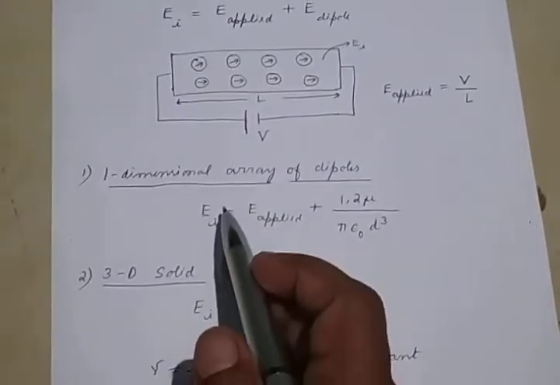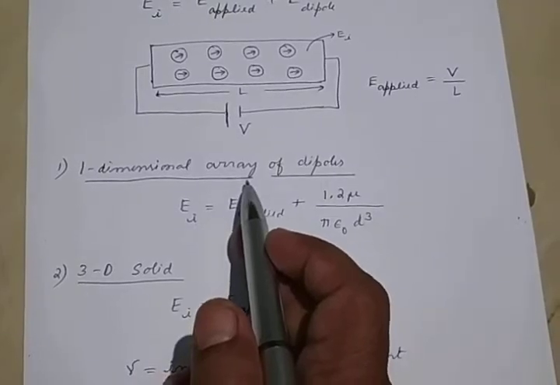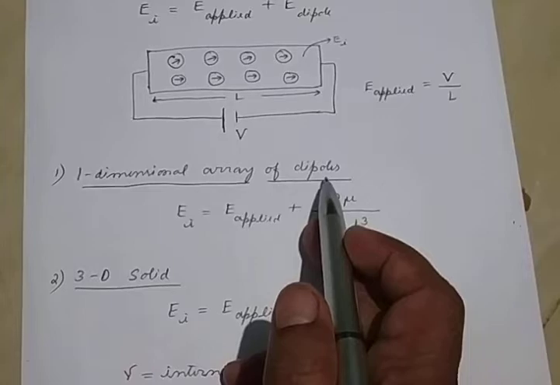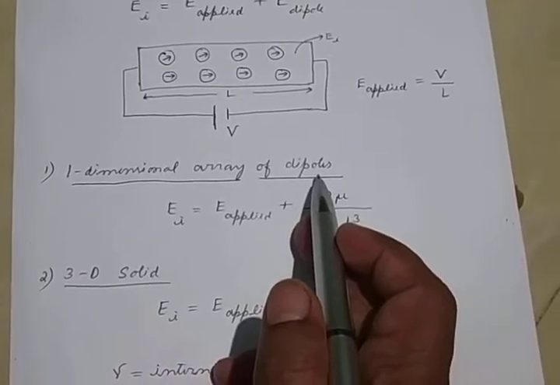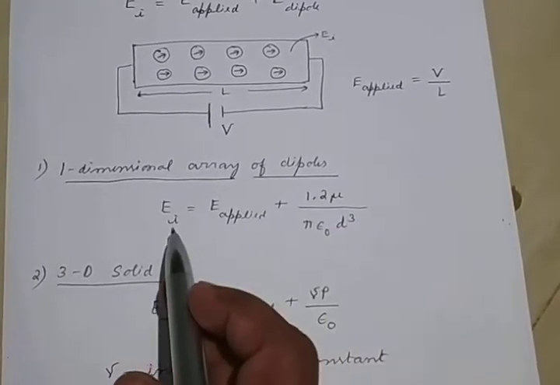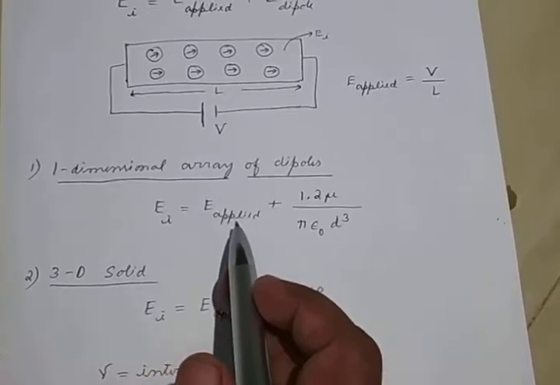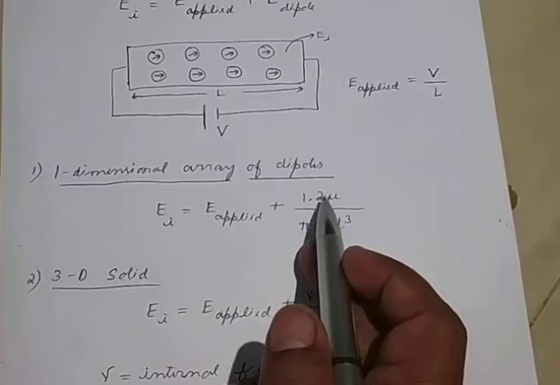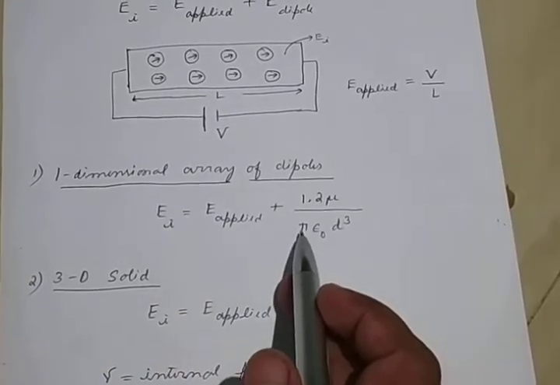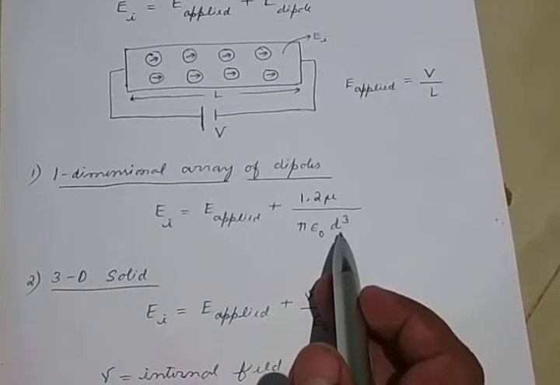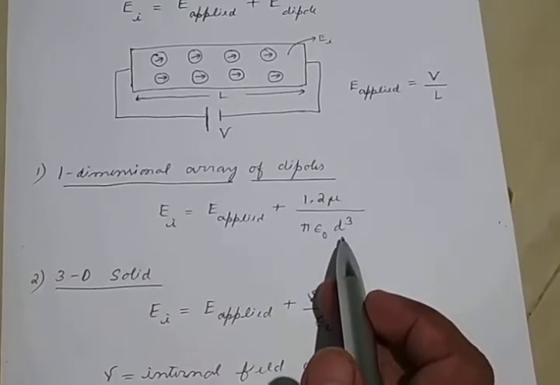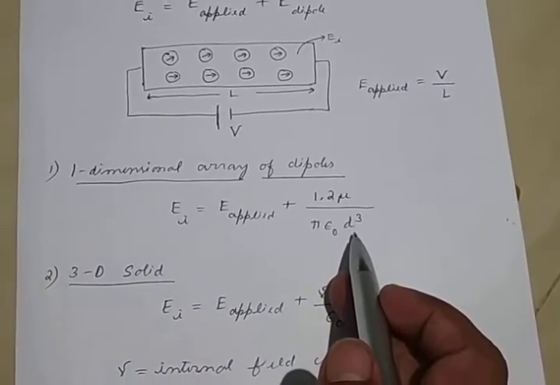Now if I take a one-dimensional array of dipoles, this is an ideal case where I take only one line of array of dipoles. The internal field in such a case is given by this formula: E applied plus 1.2 mu divided by pi epsilon naught d cubed. Here mu is the dipole moment of each atom and d is the interatomic distance.